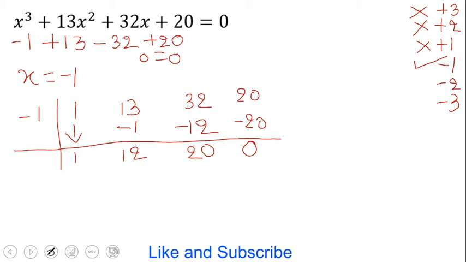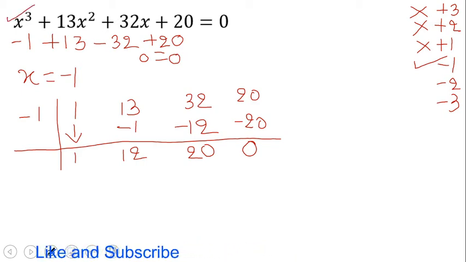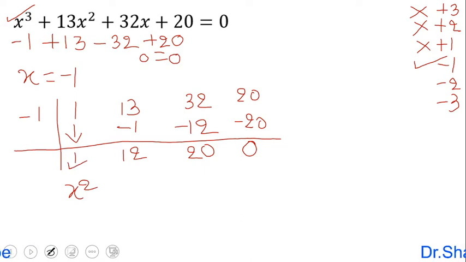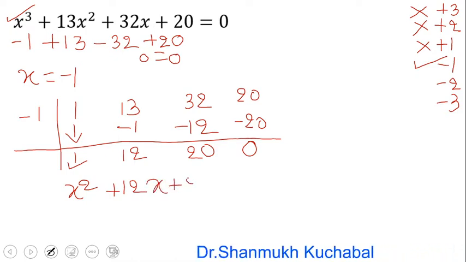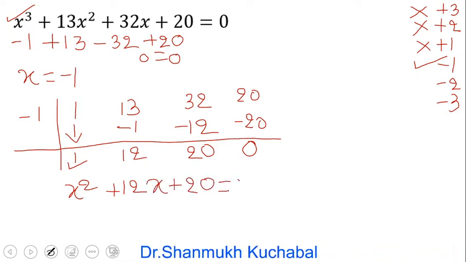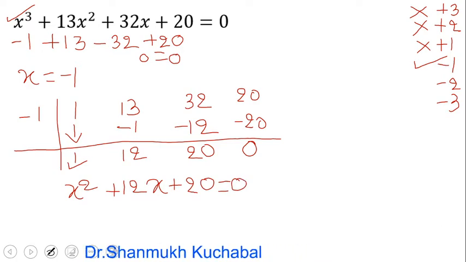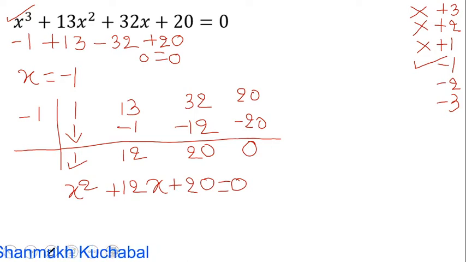Now the highest power was x cube in the given equation, you can look at it here. Now we only have to decrease it, that is x square. So the x square coefficient is the first number, this one, plus 1. Then I'm going to write 12. Next, decrease the power of x, then 20. We have 20 equal to 0 here. This we get. Now the cubic equation is converted into a quadratic equation.